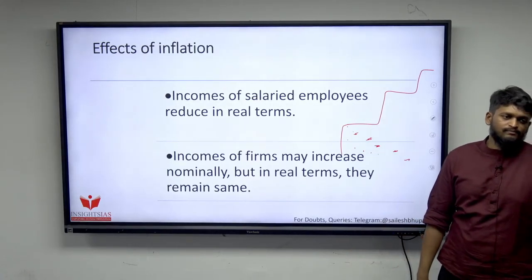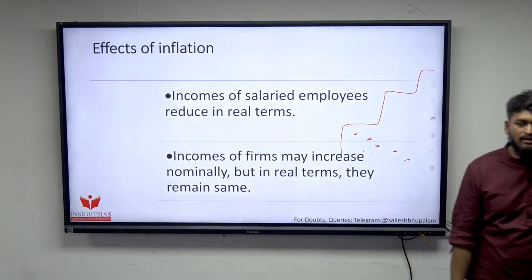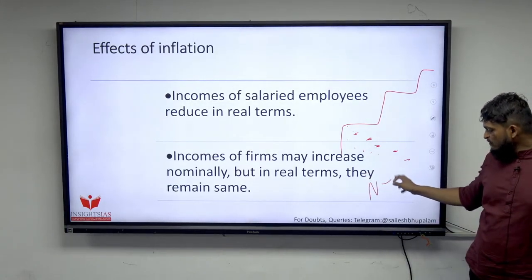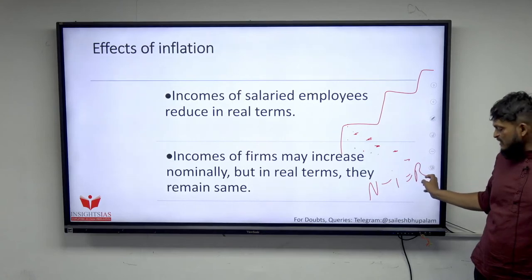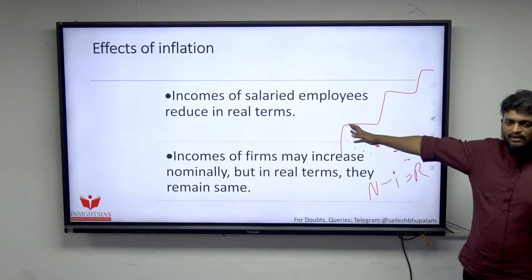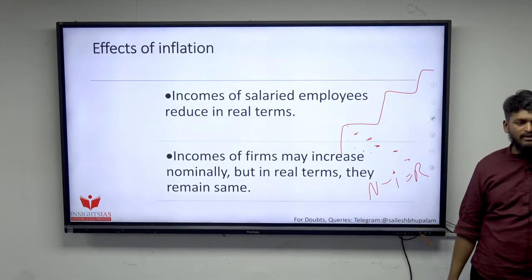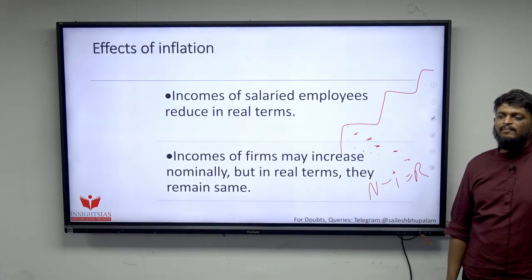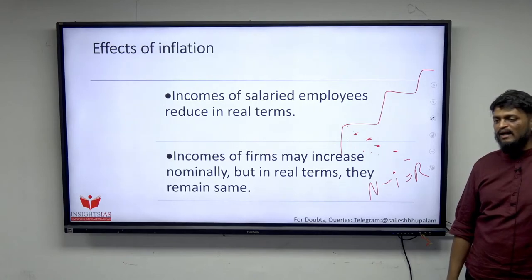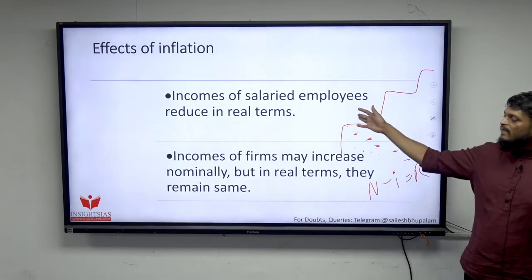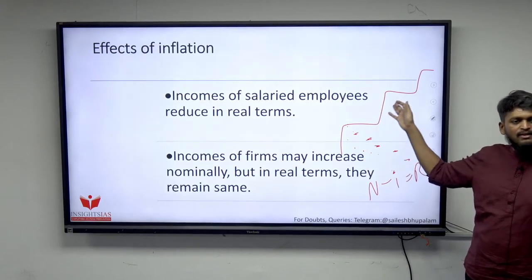Real means what? Nominal and real. Nominal minus inflation is real. This we saw in the first class. Imagine 1 lakh is the salary he is getting. Right now inflation is 8%. If you remove that 8%, even if he is getting 1 lakh, 92,000 is the actual real income. That means real income keeps reducing as inflation keeps increasing, or not?